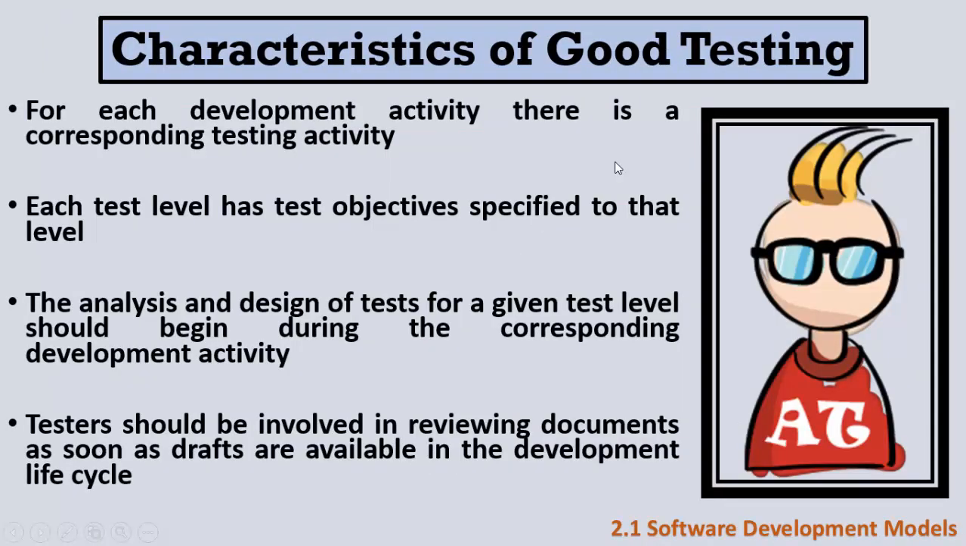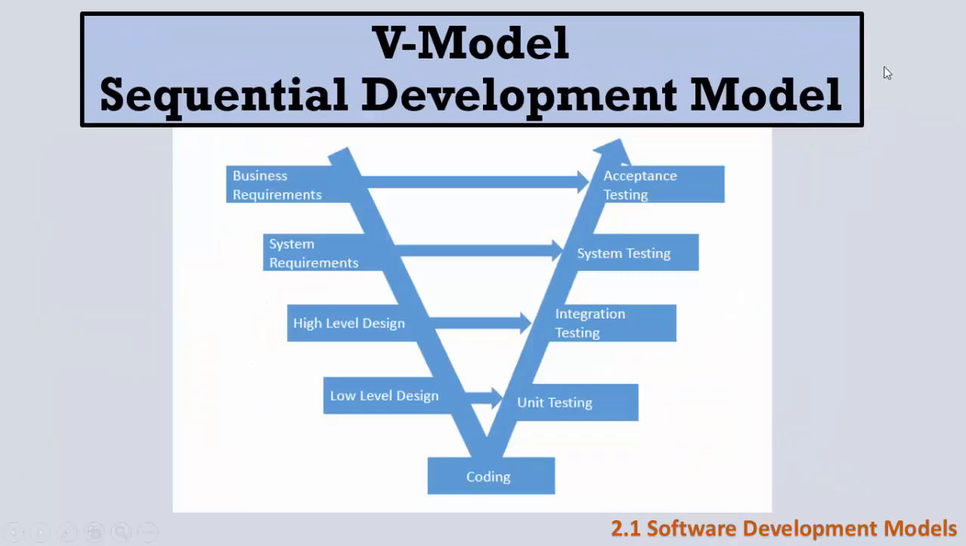So what are the characteristics of good testing in the software development lifecycle? First, each development activity should have a corresponding testing activity, which is justified in the V model but not in the waterfall. Each test level has test objectives specific to that level. What are the test levels? These are the test levels: unit, integration, system, and acceptance. So each level should have objectives and goals that should be achieved in this level.